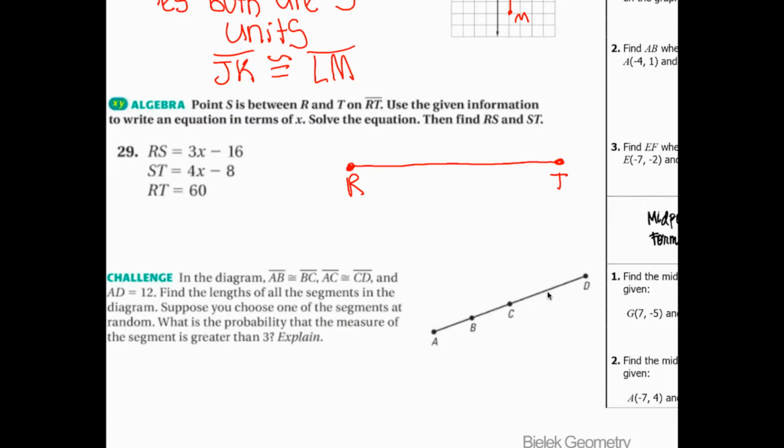We also know S is somewhere in between R and T. We know that RS is 3x minus 16. So 3x minus 16 would go there. And then we know ST is 4x minus 8. And then we know the entire thing is 60.